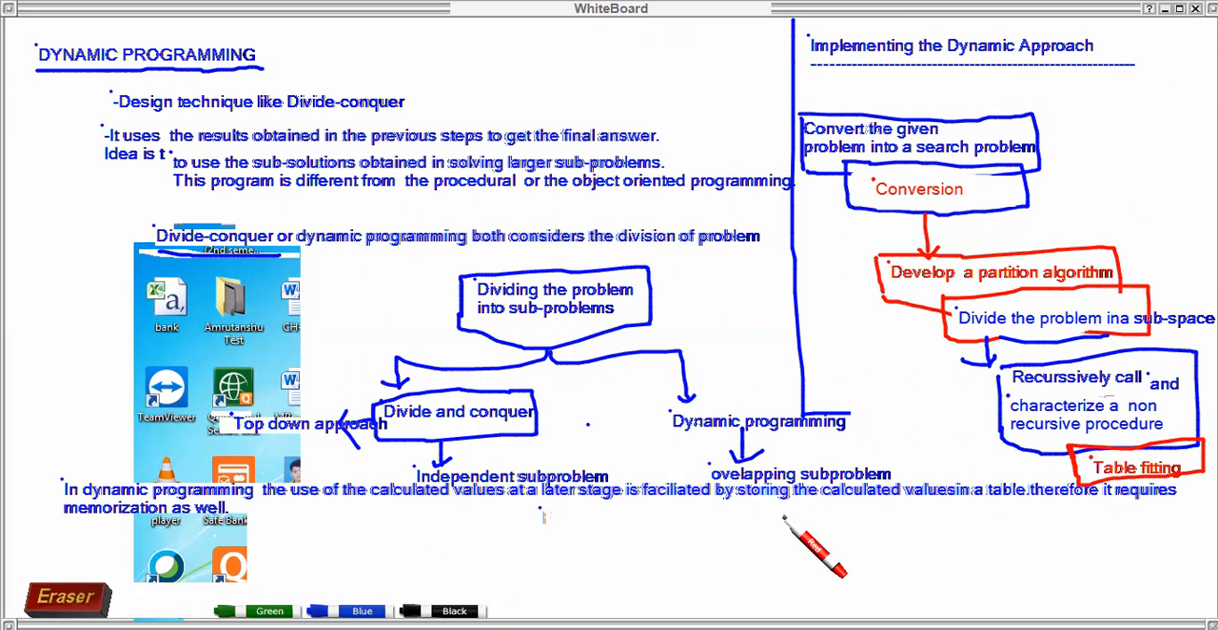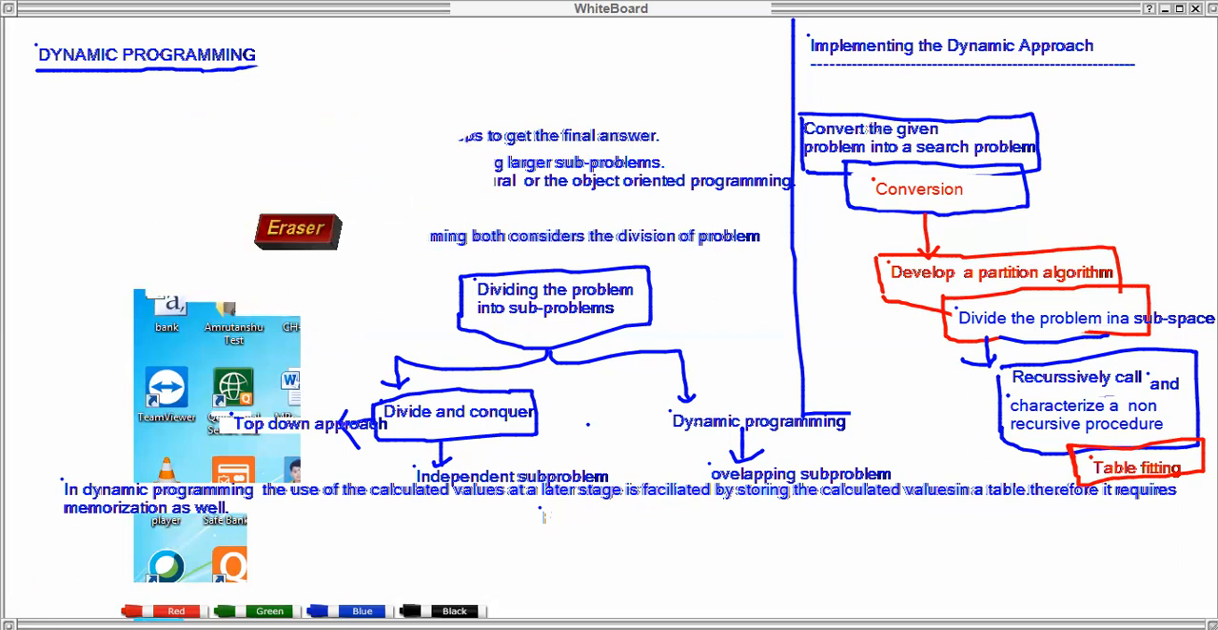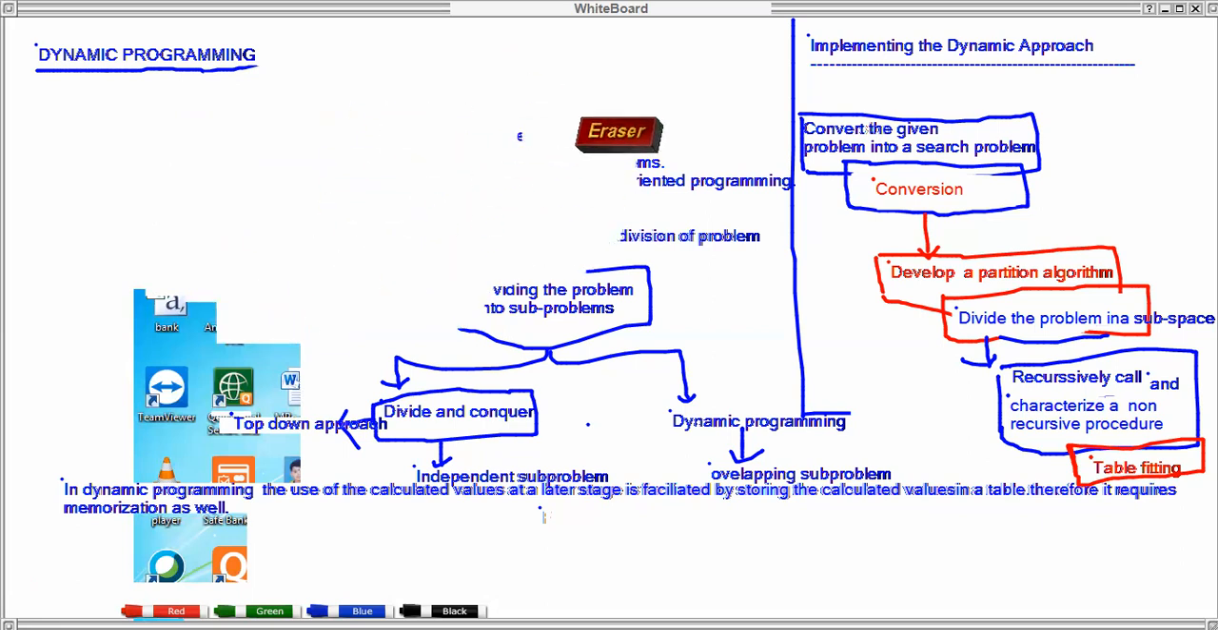Is it okay? Any doubts up to this? This is the theory I'm telling behind it. Let us clean it. Am I audible? Yes, sir.